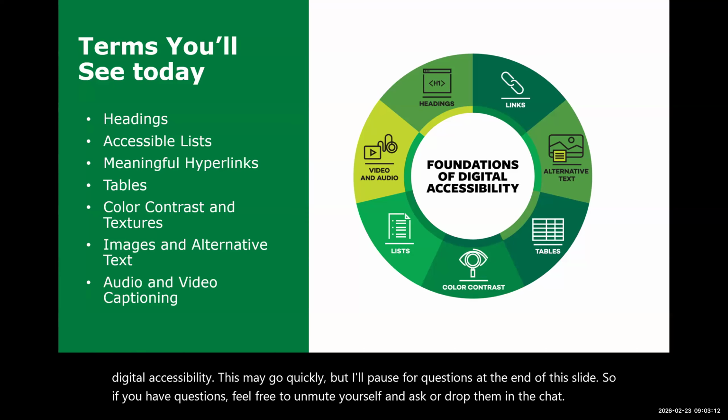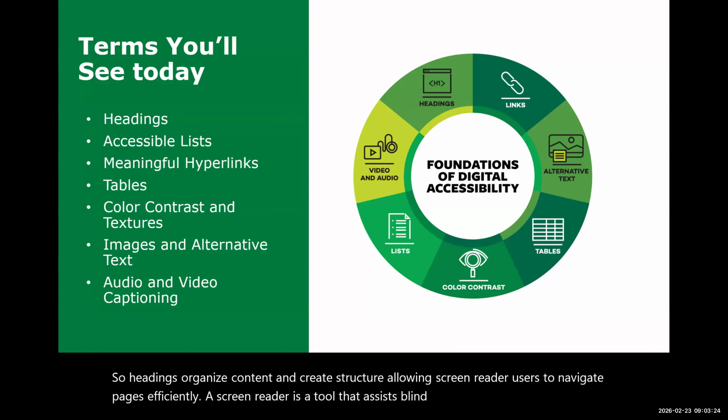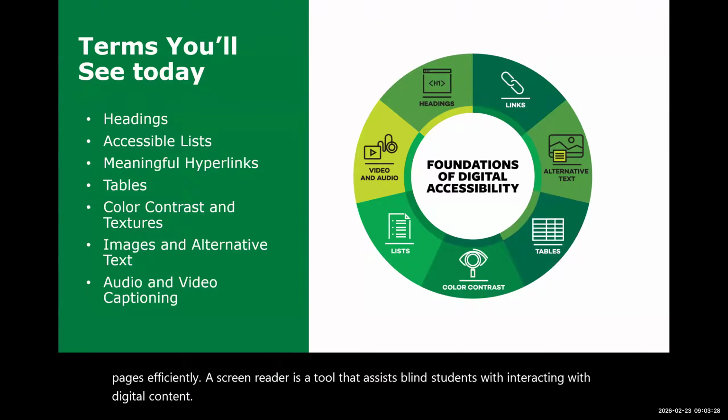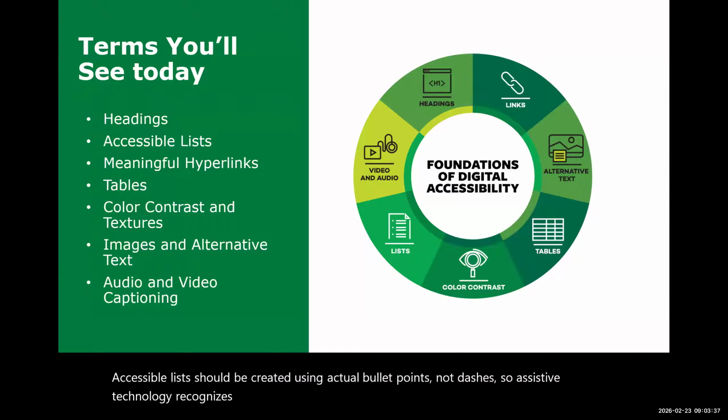Headings organize content and create structure, allowing screen reader users to navigate pages efficiently. A screen reader is a tool that assists blind students with interacting with digital content. Accessible lists should be created using actual bullet points, not dashes, so assistive technology recognizes them properly. Assistive technology is any tool that students with disabilities use to assist with accessing or interacting with content.